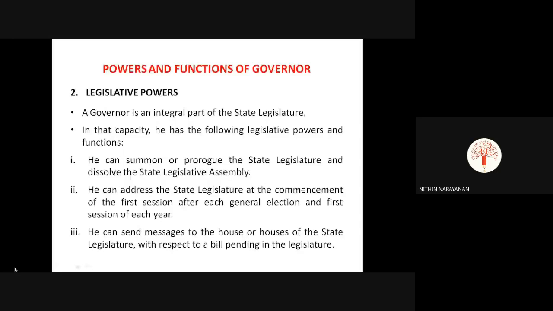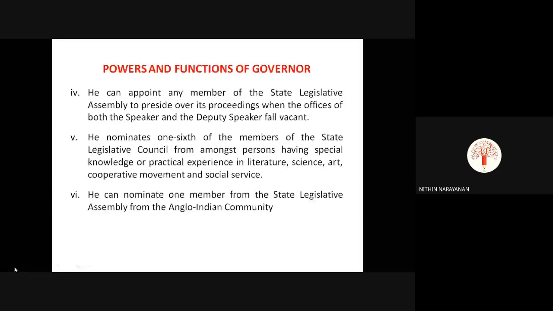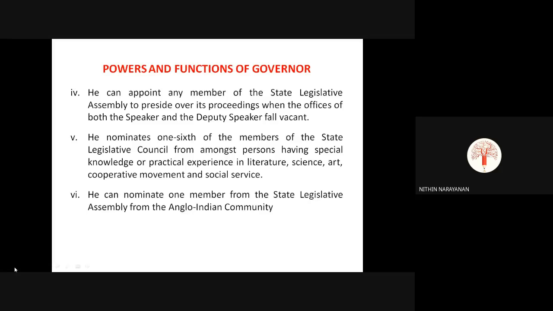Then he can appoint any member of the state legislative assembly to preside over its proceedings when the offices of both speaker and deputy speaker fall vacant. So whether it is a state legislative assembly or a state legislative council, there will be a presiding officer for these houses. In the case of a state legislative assembly, there will be a speaker who is the presiding officer of that house, and there will be a deputy speaker.